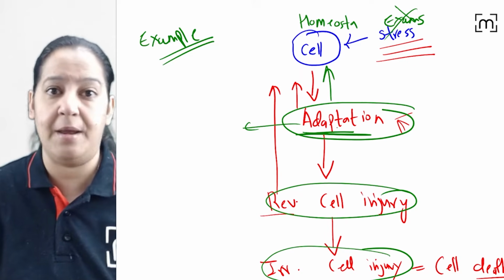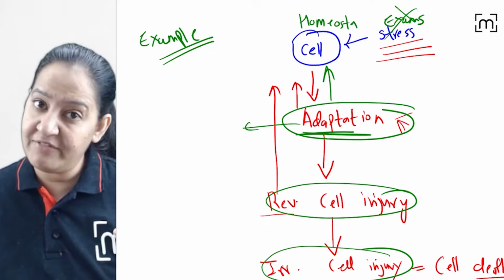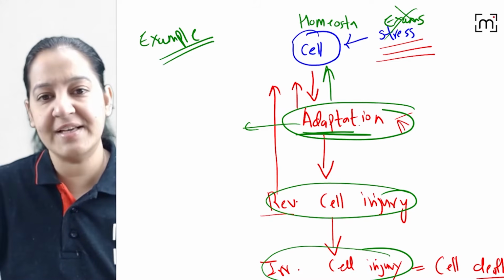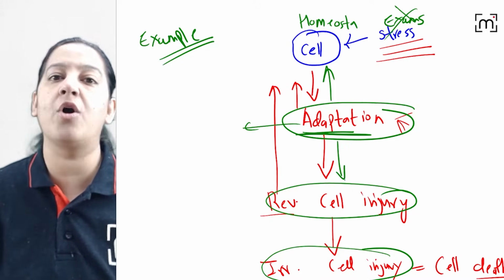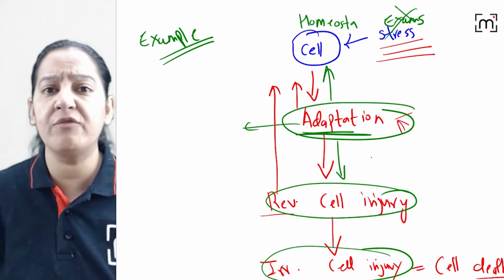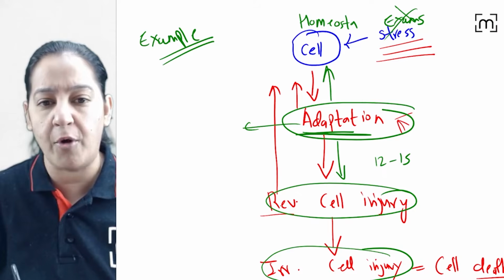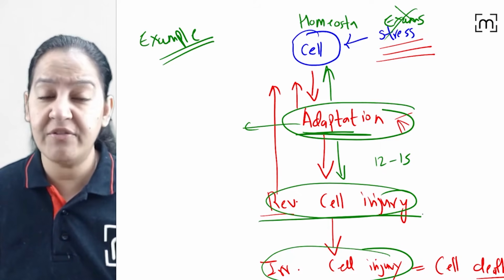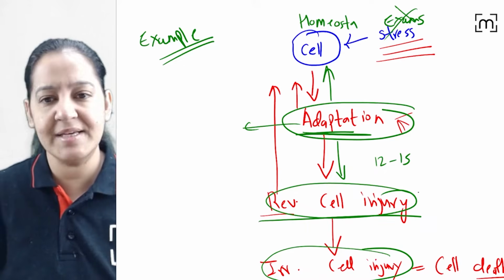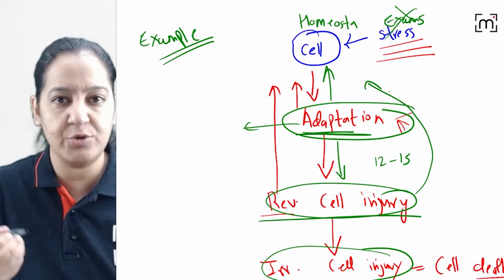During exams it's okay, but after exams again the body will go to the basal state, that is homeostasis. But what if the exam continues for a long time, maybe 2 months, 3 months, 4 months? So continuously you are studying for 12 to 15 hours, so your body will have diseases. You will have sleep deprivation and certain diseases. That is reversible cell injury. But once the exam is over, again your body will regain a normal state.